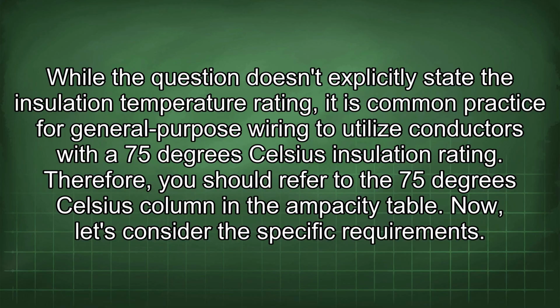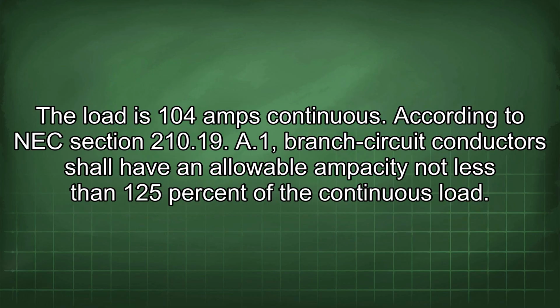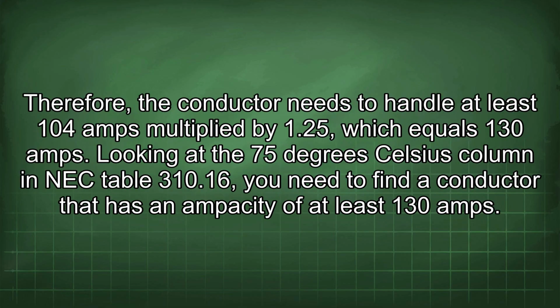Now, let's consider the specific requirements. The load is 104 amps continuous. According to NEC section 210.19(A)(1), branch circuit conductors shall have an allowable ampacity not less than 125% of the continuous load. Therefore, the conductor needs to handle at least 104 amps multiplied by 1.25, which equals 130 amps. Looking at the 75 degrees Celsius column in NEC Table 310.16, you need to find a conductor that has an ampacity of at least 130 amps.